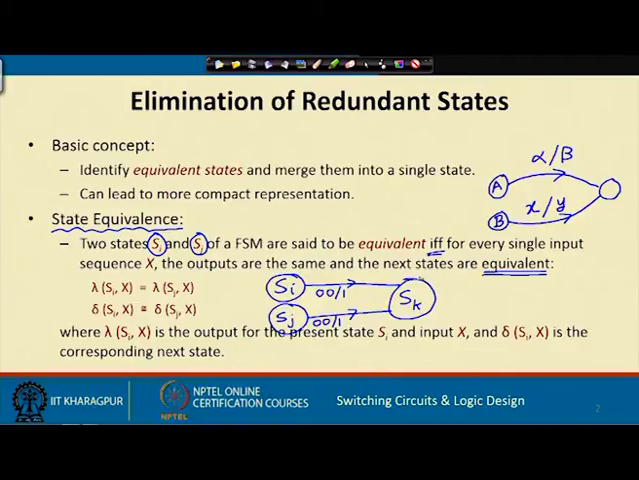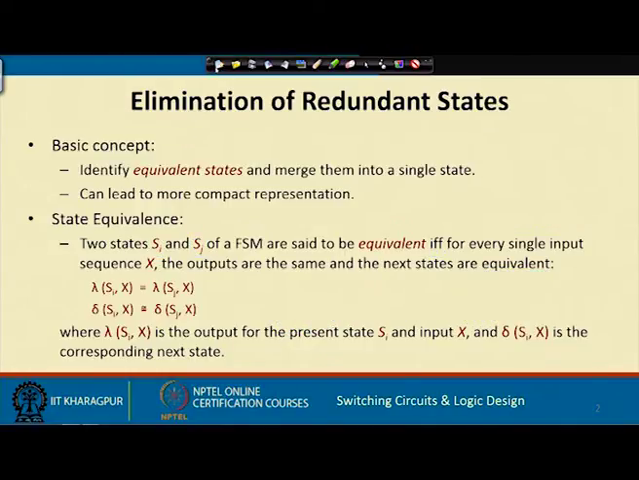So, if the next state is also the same, then we say they are equivalent, but this definition says that the next state may also be equivalent. Say, instead of S k, the first one is going into a state S k1 and S j is going to a state S k2, and we have earlier found out that S k1 and S k2 are equivalent. So, even if they are going to two states which are known to be equivalent, then also we can say that S i and S j are equivalent, right.